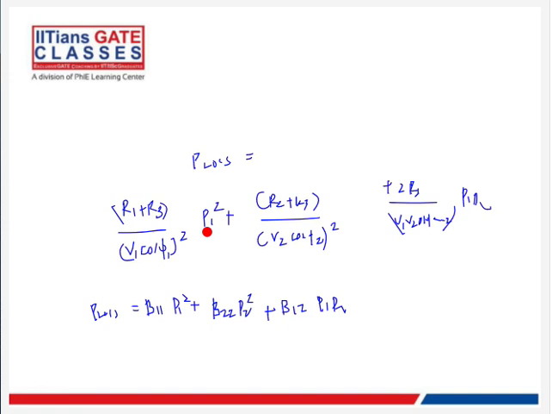So for n generation, it would be a combination of this. This is for two generators. So for n generators, P loss would be sigma i equal to 1 to n, sigma j equal to 1 to n. So it will be a combination P_i B_ij P_j, right? Let's write it in the next slide.